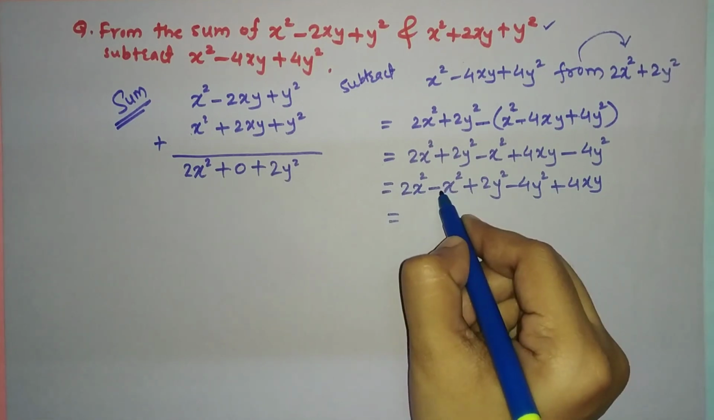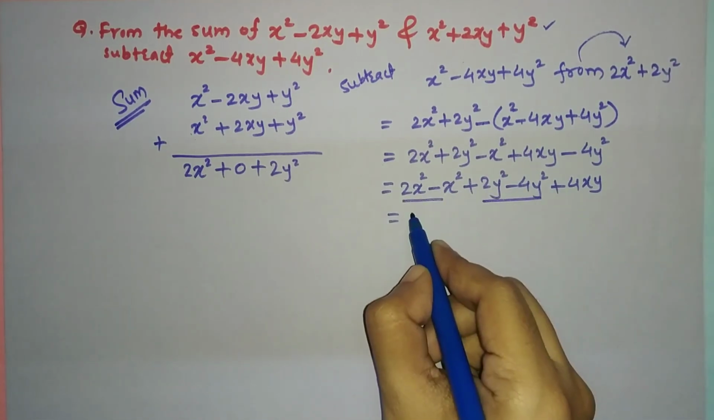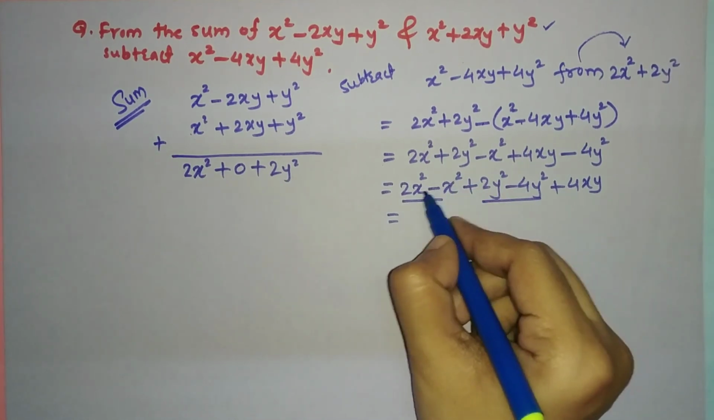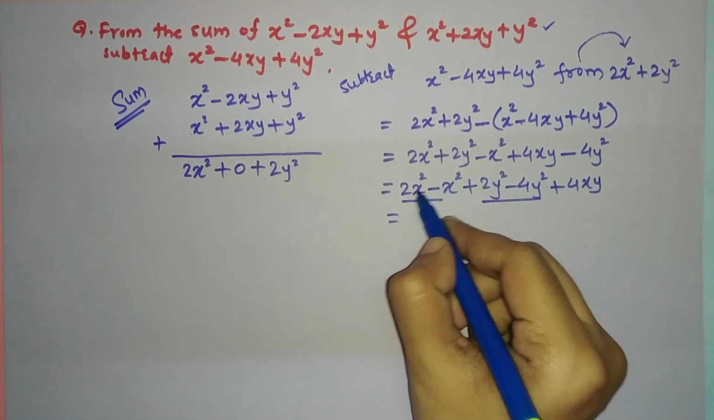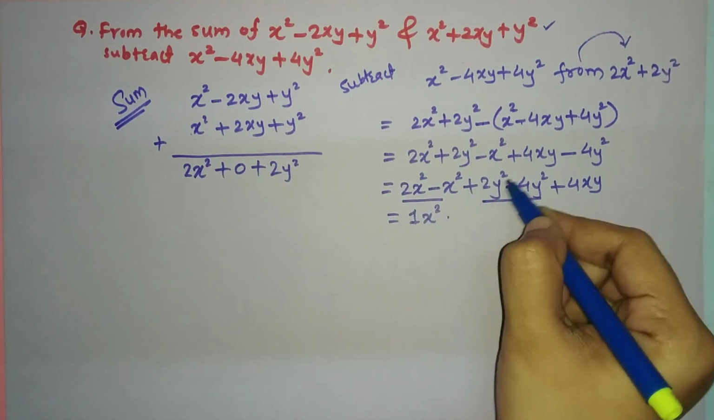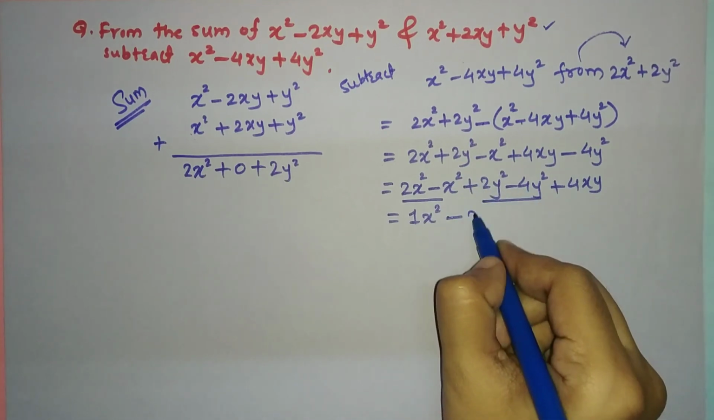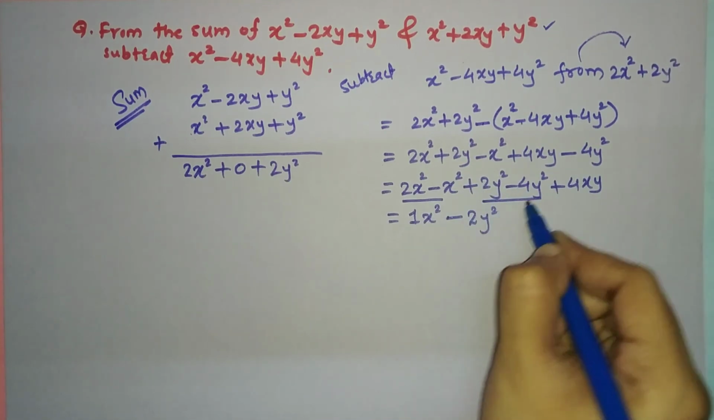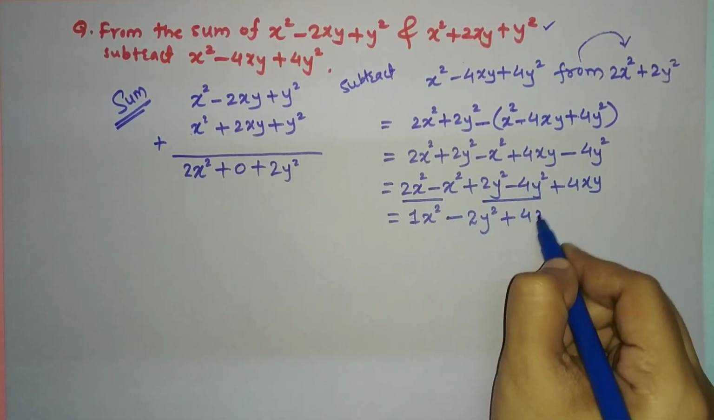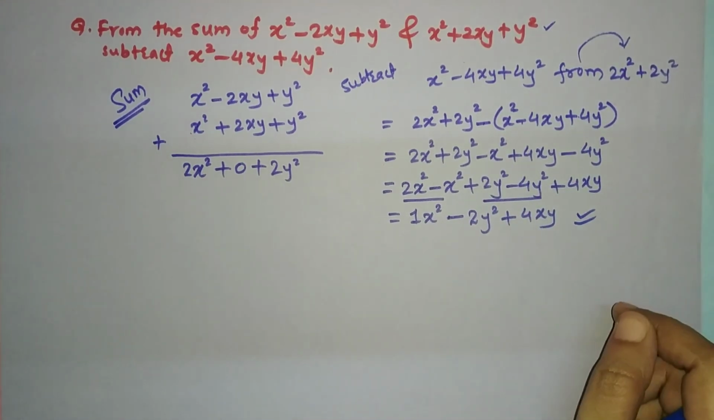So 2 minus 1, these are the like terms. We can subtract them. So 2 here is nothing, means 1 is there. 2 minus 1, 1x square. Now here it is plus, it is minus. We'll perform a subtraction. 4 minus 2 will give a minus 2y square, bigger number sign, and plus 4xy. So this is our final answer.